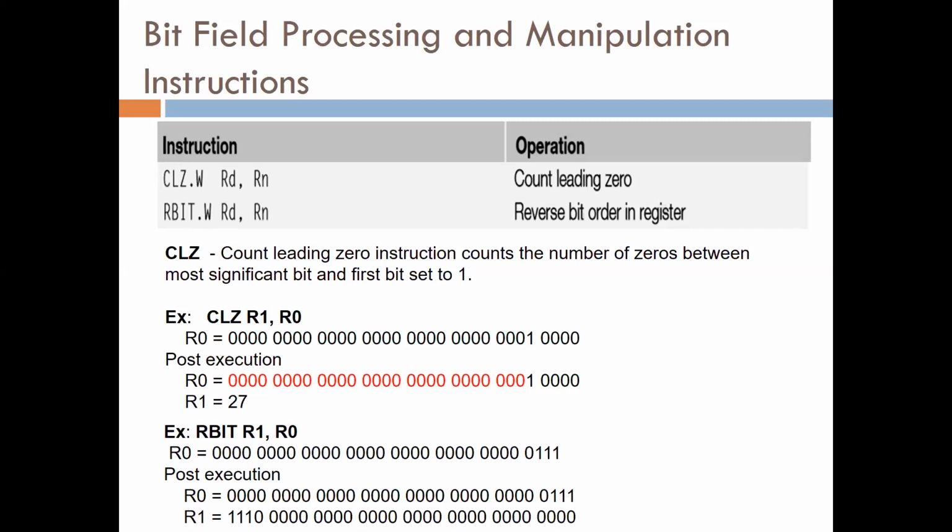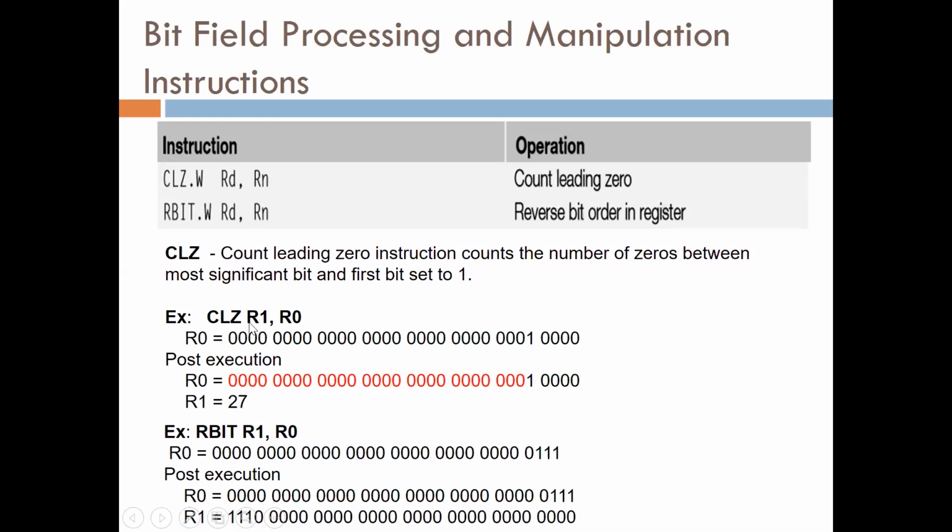First instruction is CLZ, that is count leading zeros. CLZ stands for count leading zeros. CLZ.W space Rd comma Rn. So the source register is the Rn register, the destination register is the Rd register. .W indicates this instruction syntax is supported in the 32-bit Thumb-2 instruction set. Now let us see the operation of this instruction CLZ with an example.